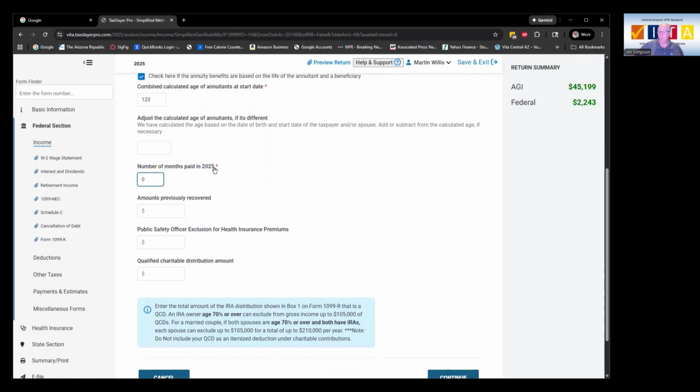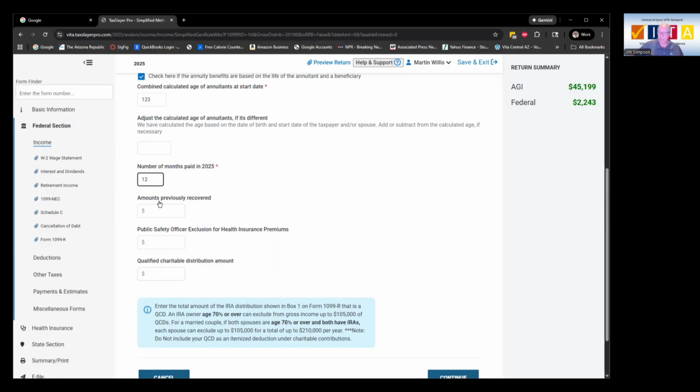Number of months paid in 2025. Now, the only time that wouldn't be 12, there's two times, sorry, was the year they started. Like if this was 2021 and they started in November, we put in 2 here because they only got November and December. Or maybe the year they died, and they only collected it for 6 months. In this case, it's almost always going to be 12.